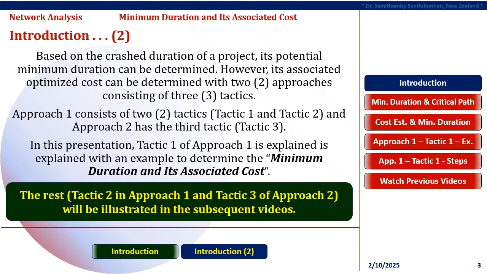Based on the crashed duration of a project, its potential minimum duration can be determined. However, its associated optimized cost can be determined with two approaches consisting of three tactics. Approach 1 consists of two tactics, Tactic 1 and Tactic 2, and Approach 2 has the third tactic, known as Tactic 3. In this presentation, Tactic 1 of Approach 1 is explained with an example to determine the minimum duration and its associated cost. Tactic 2 of Approach 1 and Tactic 3 of Approach 2 are to be illustrated in the next videos.